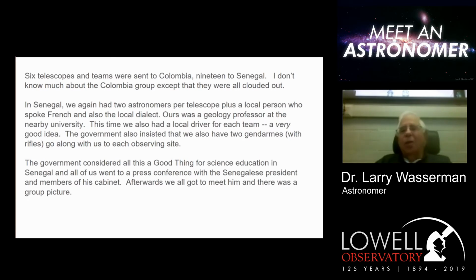This time we had a local driver. I had done the driving in Argentina, but this time we had a local driver. And I'm very glad we had a local driver. The definition of lanes is somewhat arbitrary in Senegal. They make it up as they go. Anyway, that was a very good idea. And the government, although it's a safe place, so-called, also insisted we carry 2 gendarmes with us, with rifles, to go along to every observing site.